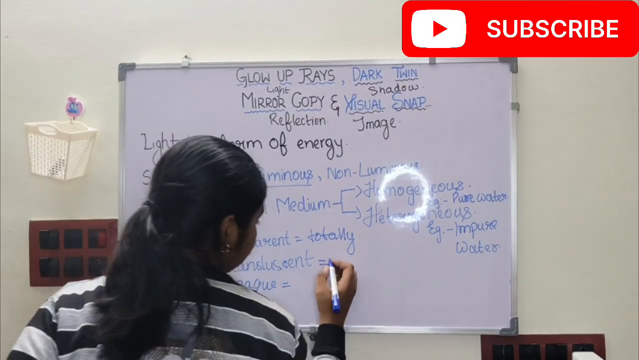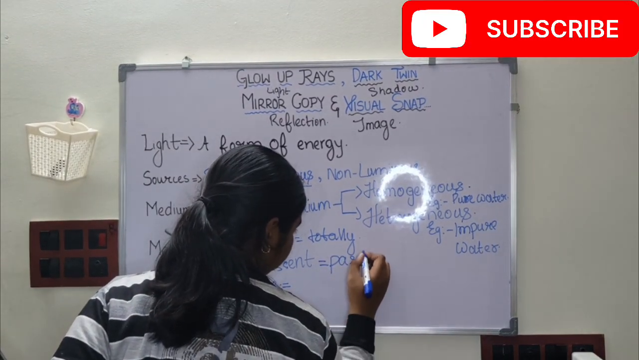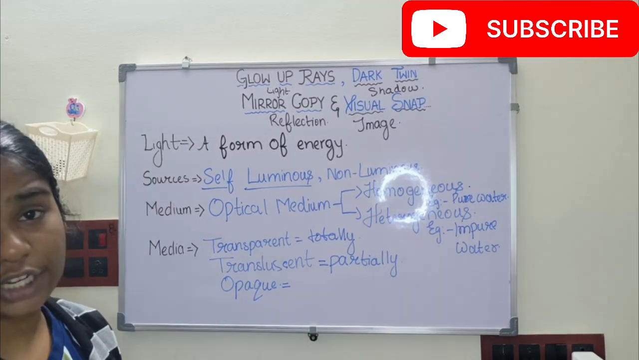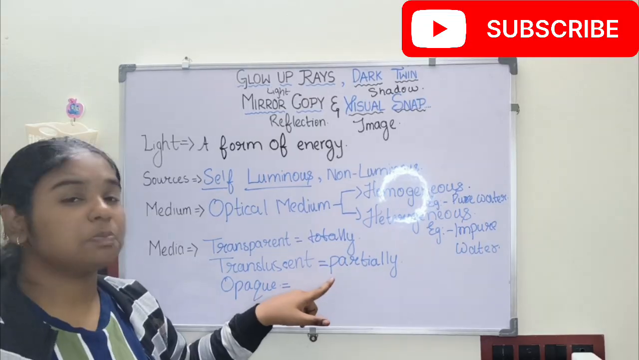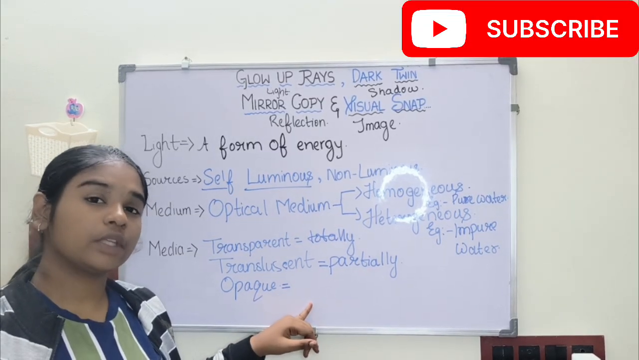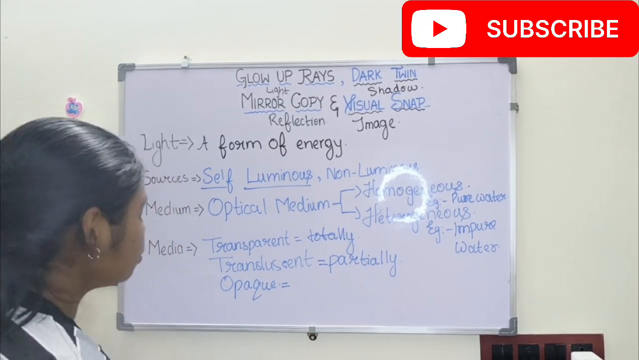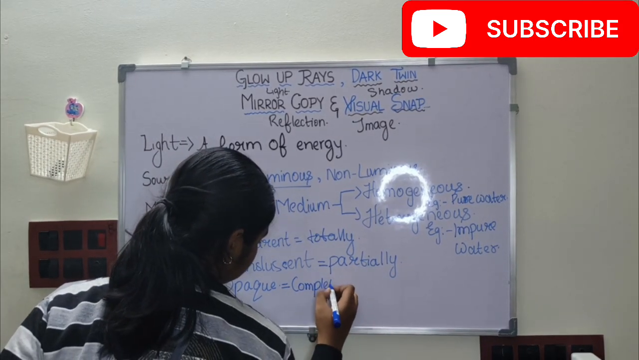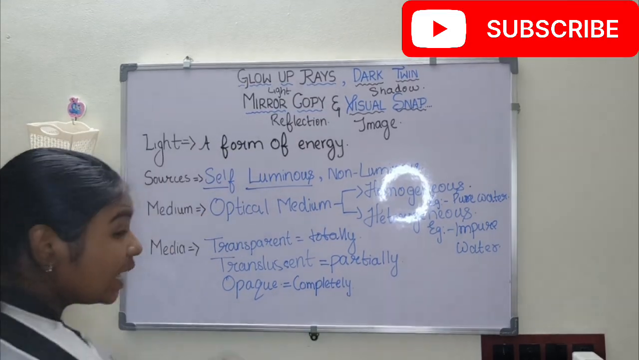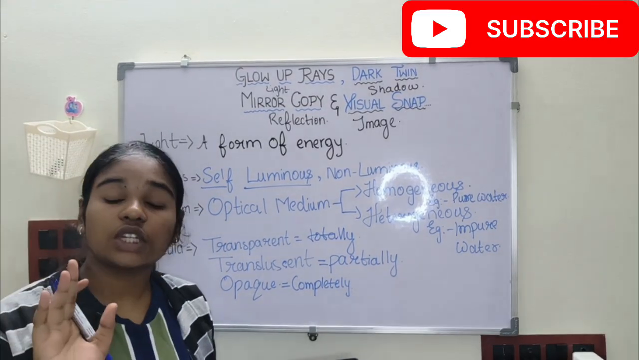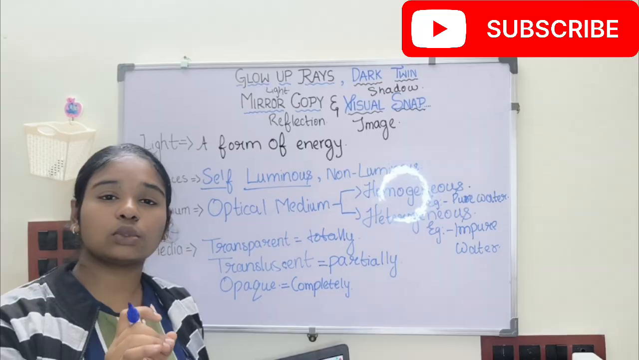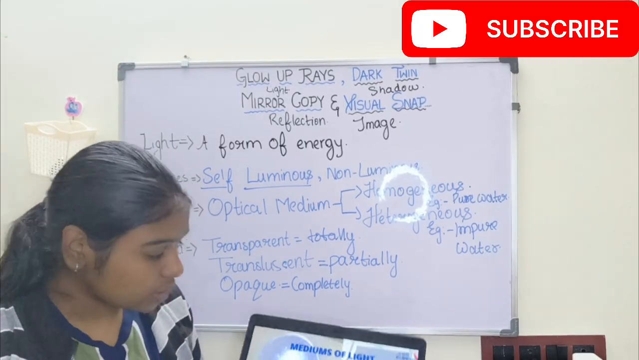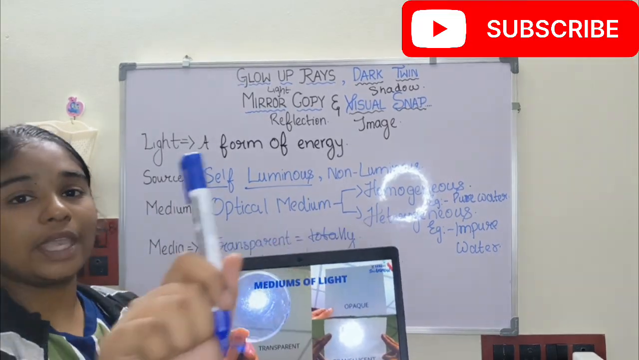So it is partially. Opaque: I said this is totally, this is partially, so what will this be? Completely. An opaque medium is something which does not allow light to pass through it at all. So this is an opaque object.